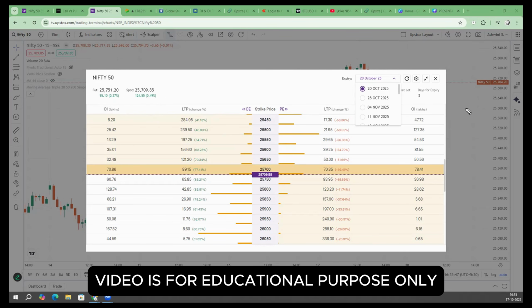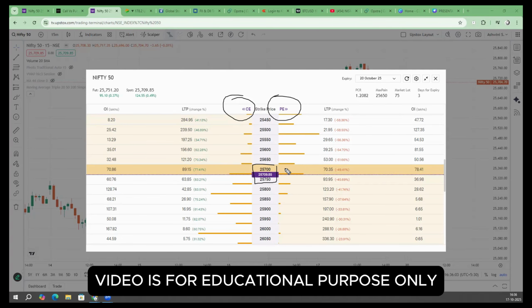Anyway, understand here on both sides we are seeing this side is the call side. Everybody can understand this is the call side and this is the put side. In that situation, you understand right now the market has closed around 25,700.